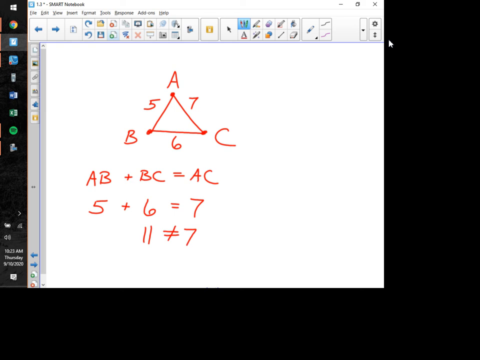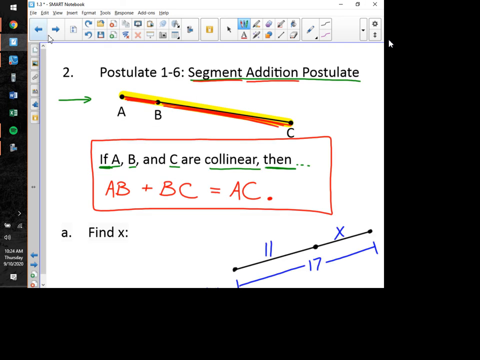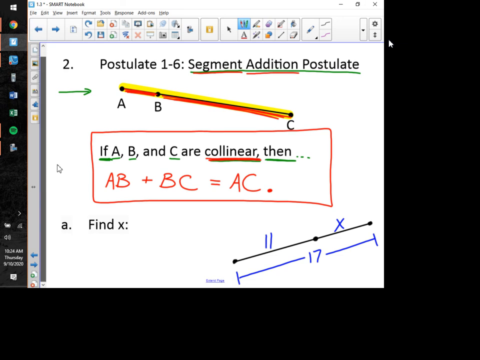It doesn't work in this case because the hypothesis of the postulate was not satisfied. The hypothesis of that postulate said that A, B, and C had to be collinear. Well, as soon as you can create a triangle between 3 points, they are not collinear. So the segment addition postulate only works when your 3 points are collinear with one another. So we've got to be careful about what people do a lot: they ignore the beginning of the postulate, the if-then statement, and they only focus on the second part. And that's a really important mistake that we want to make sure that we avoid.